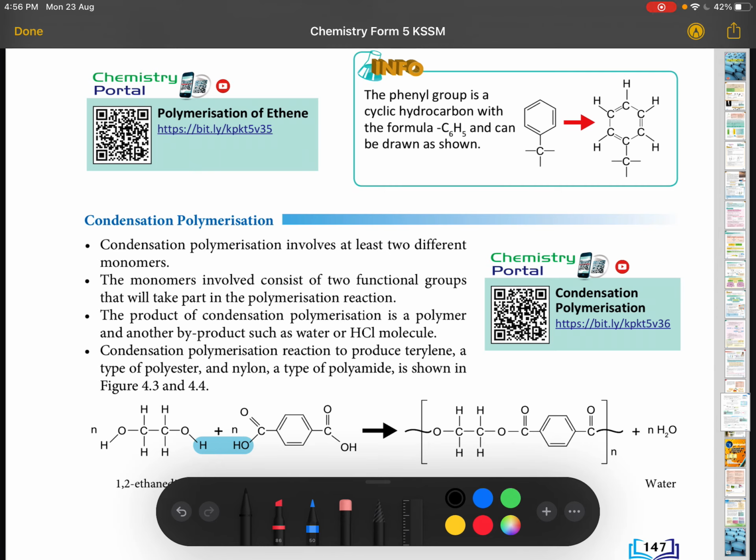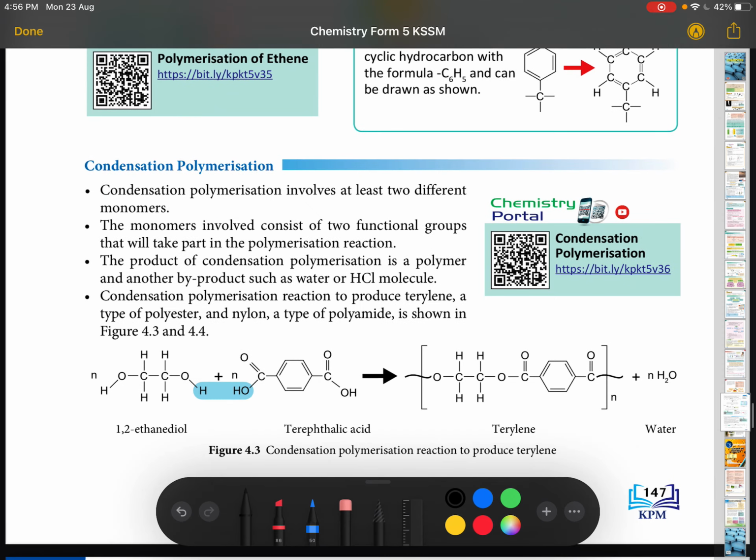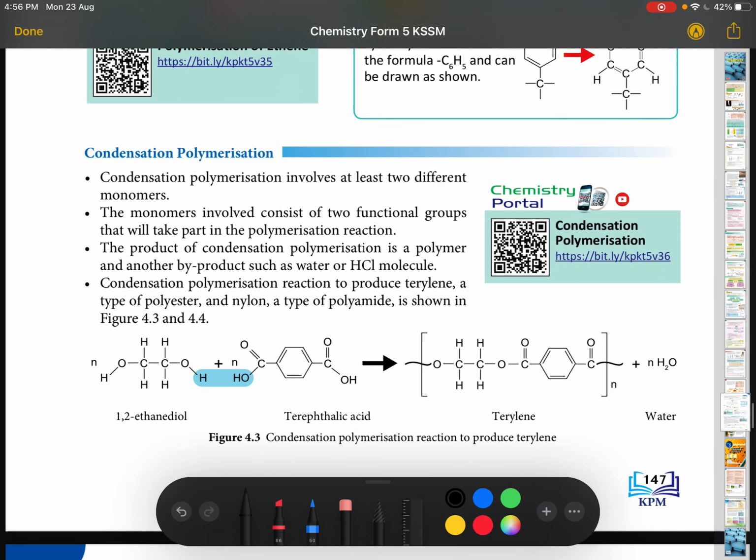For addition, you only need one. But for condensation, you need two. So there are two different monomers. And it is actually, if I'm not wrong, an esterification reaction, because the two functional groups that are needed are COOH and OH. Alcohol and carboxylic acid, if I'm not wrong.